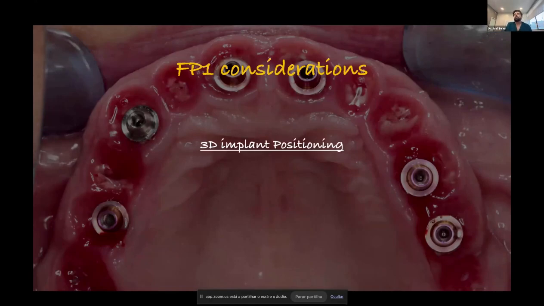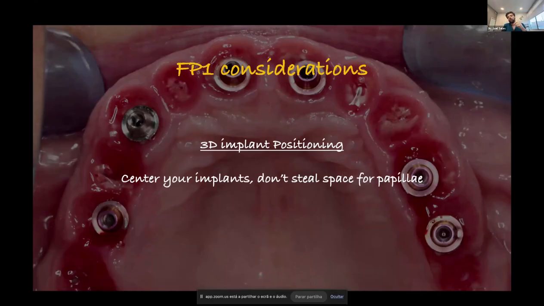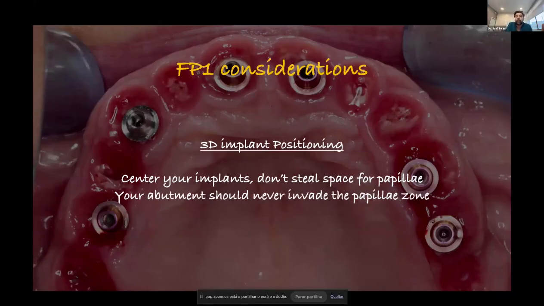So some considerations about FP1 that I think are interesting, and that goes along with the point I was making about this matrix journey that we are on. You knew from the beginning that 3D implant positioning in FP1 is mandatory. You need to make a very precise 3D positioning of your implant. So you need to center your implants. You don't want to be leaning on one side or the other because you will be fighting papilla. And your abutments should never invade that papilla zone. That's why I told you that we would always avoid lateral incisor positioning, because that 4.8 platform is often too wide and compresses the papilla.